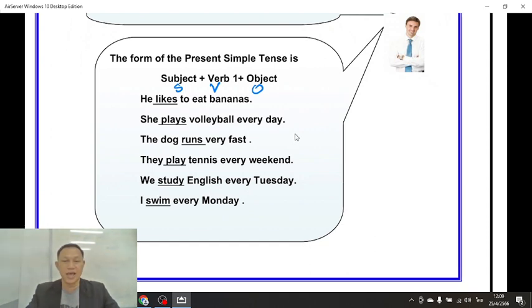They play tennis every weekend. We study English every Tuesday. I swim every morning.